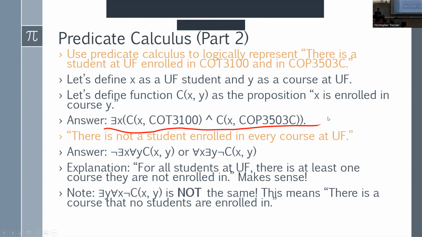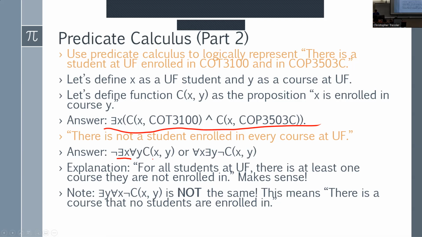Think about this in English. We're going to say there is not a student, which means there is not at least one student. So that is why we have the negation. And then how many courses are we talking about? We're talking about every single course. So that is why we have the upside down A, which is the universal quantifier. So now we have: there's not a student who for every course is enrolled in every course, basically. So this is what the first answer is saying: there is not a student who's enrolled in every course.